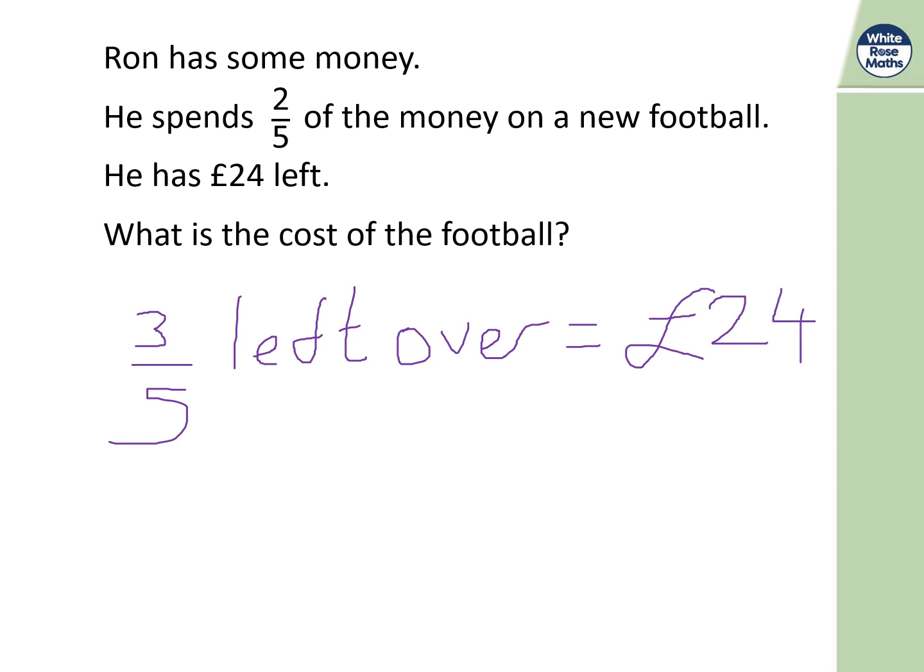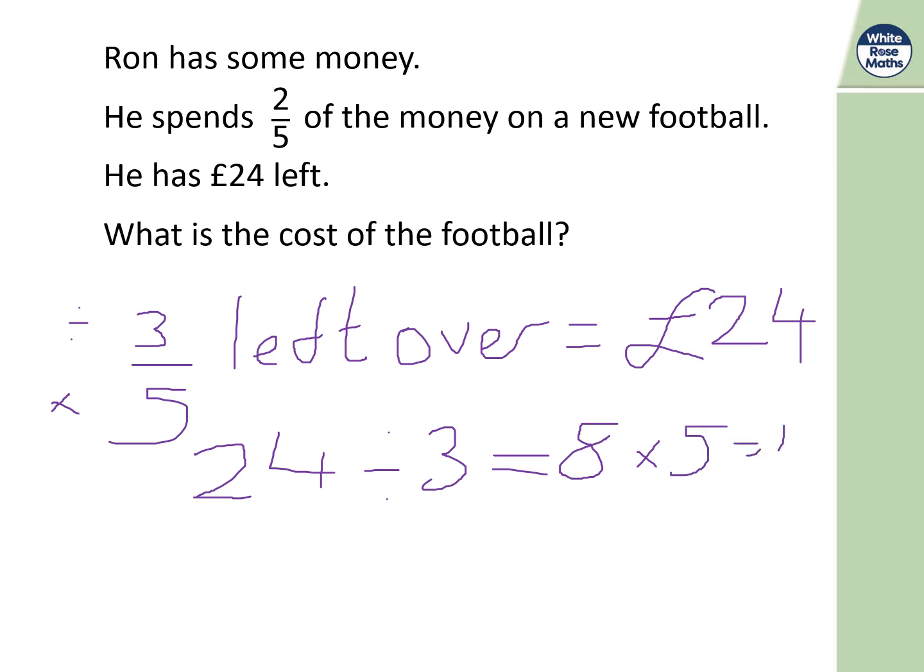Okay, and I want to work out the cost of 5/5, or the cost of one whole. Well, one way of doing it is, I'm working backwards here, so I would divide by the numerator and then multiply by the denominator. So I'll do 24 divided by 3, which is 8, and then we multiply by 5, which is equal to 40. So the cost of the football is equal to £40.